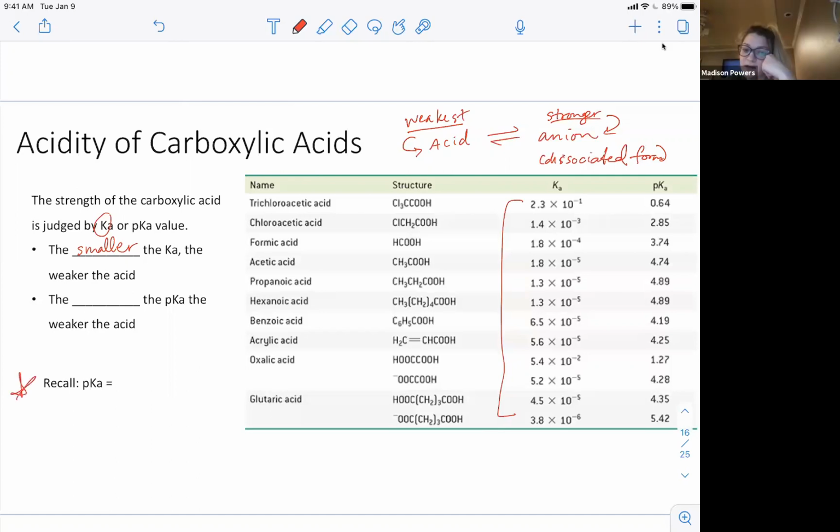Doesn't the pH value make it more acidic? Is that what you're saying? On a pH scale, lower pH values are more acidic. Yes, Madison. But here, I'm just kind of wanting to define what pKa is mathematically.